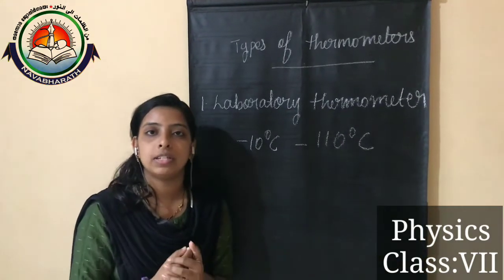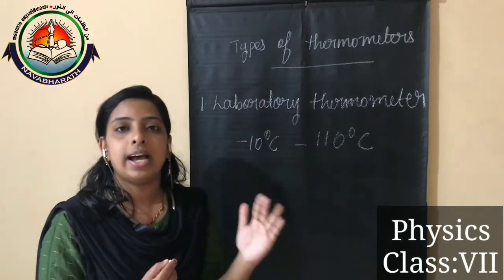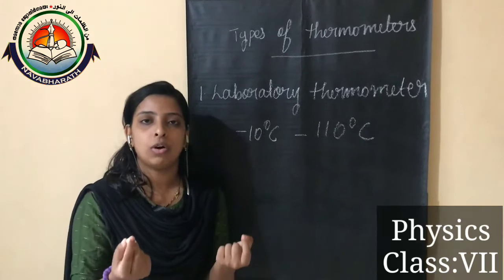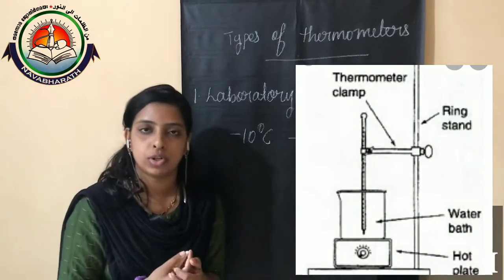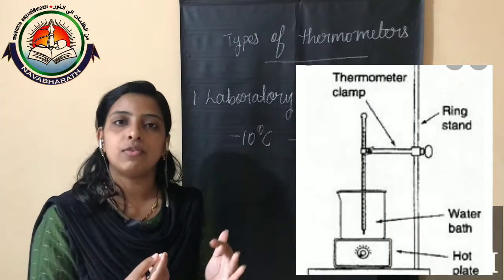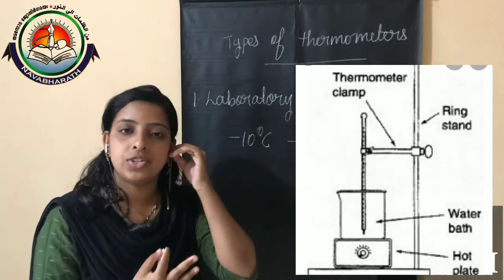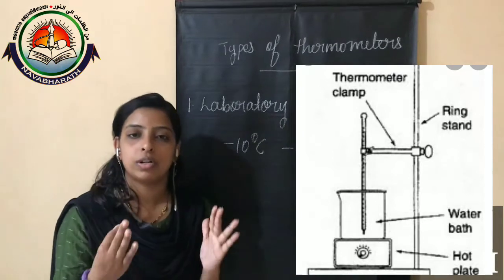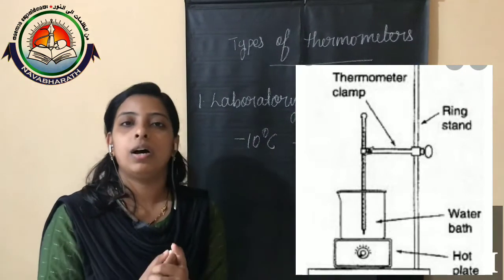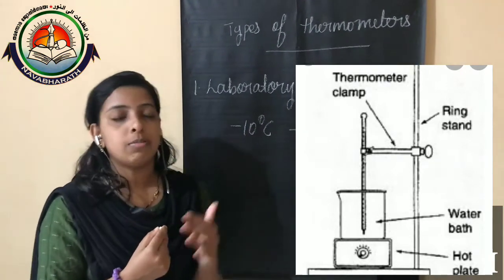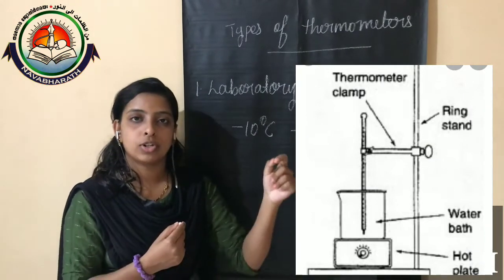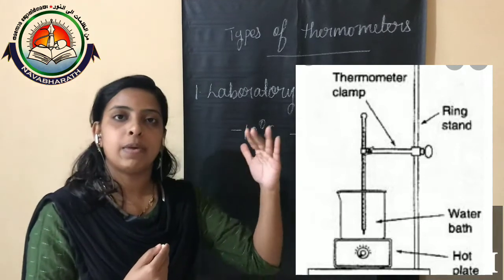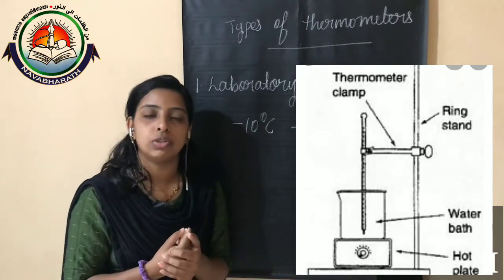Now we can discuss the working of this laboratory thermometer with the help of an activity, which is given in your textbook. We have to measure the temperature of hot water using the laboratory thermometer. For this we take an iron stand, a quarter beaker of hot water, and the laboratory thermometer.